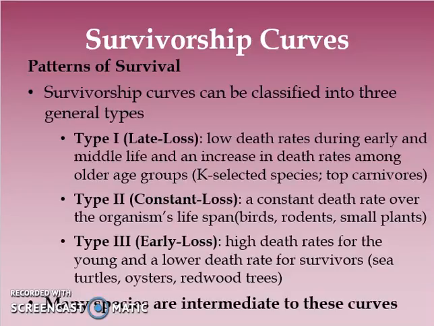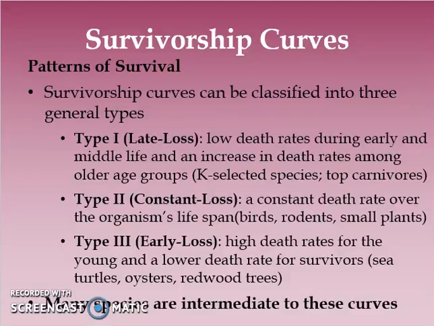Type 2 is a constant loss curve. This is seen with a lot of birds, small plants, rodents, that kind of thing. The chance of dying each year is basically the same. It's a certain rate. It's not like once you hit 5, the chances are you'll make it to 80. Nope. Basically, 10% of your population dies every single year, and that's what happens.